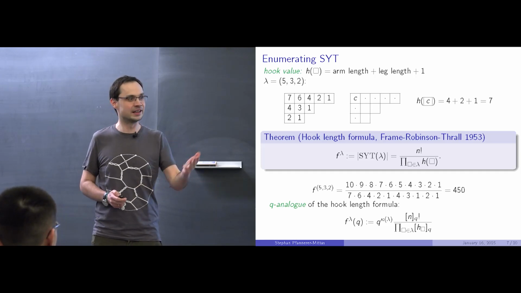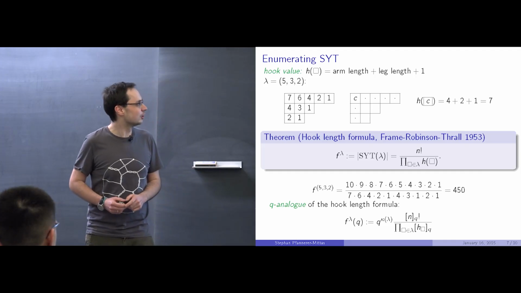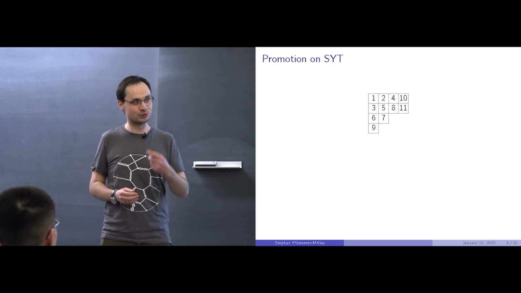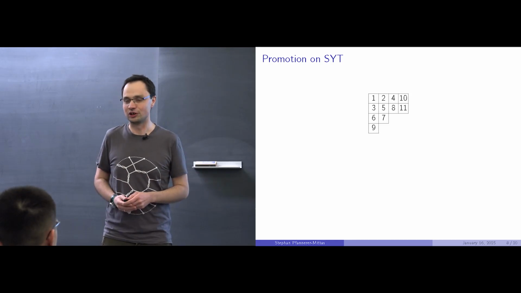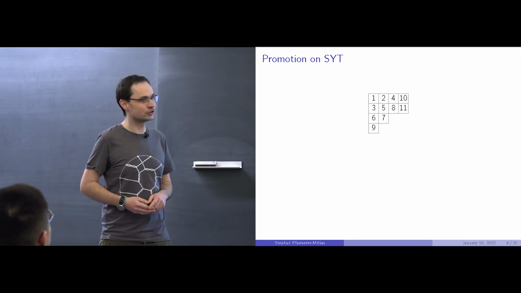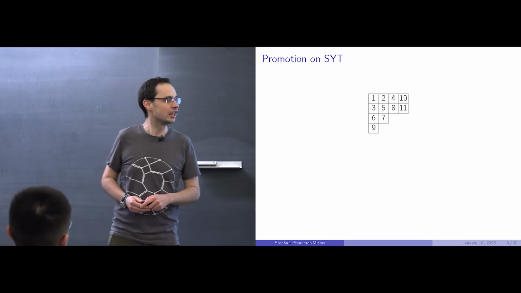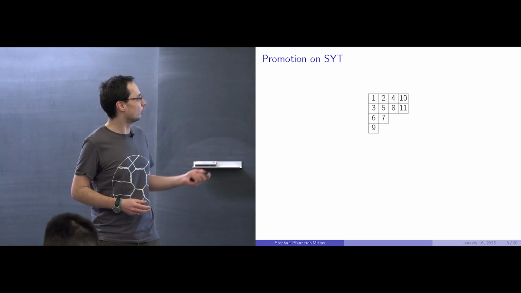Now we need the dynamics. And for standard Young tableaux, there's a really famous bijection between standard Young tableaux of the same shape, which is called Schützenberger promotion. And that one goes as follows.